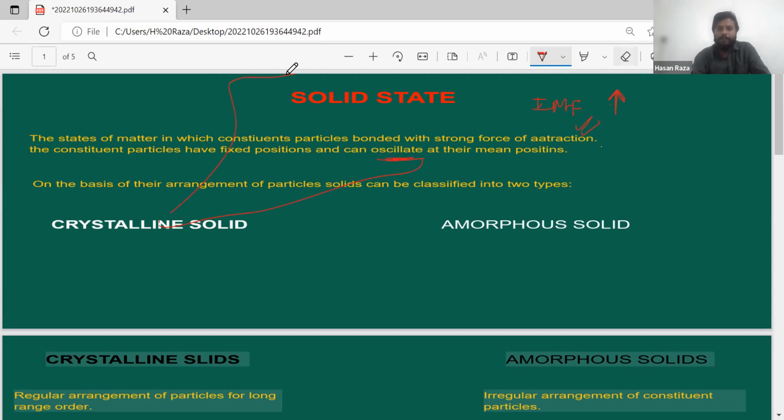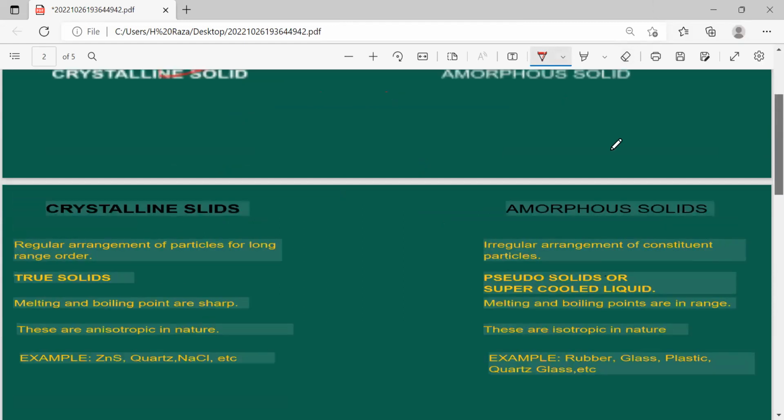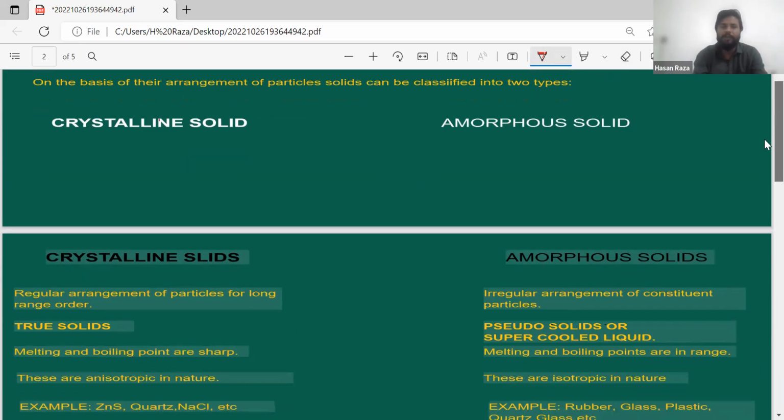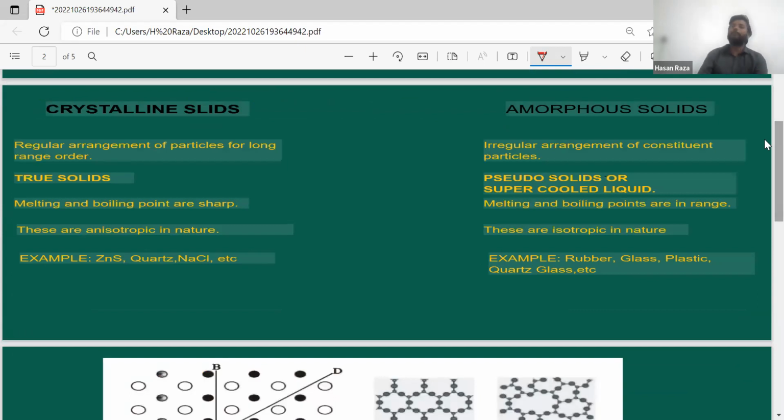This solid state is of two types on the basis of arrangement: crystalline and amorphous solid. We should distinguish between crystalline and amorphous, which is very important. There is a basis on which we divide things. Like if I want to divide the class into two parts, I can divide it on the basis of gender or marks obtained, different criteria. The first criterion here is the division of solids on the basis of arrangement of particles.